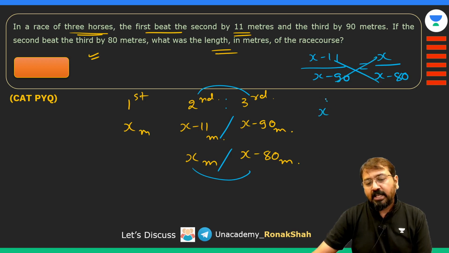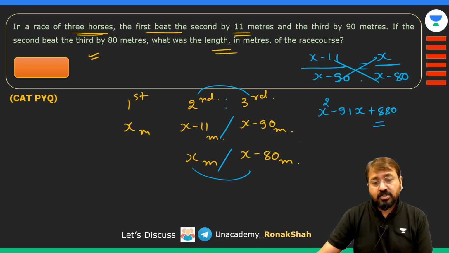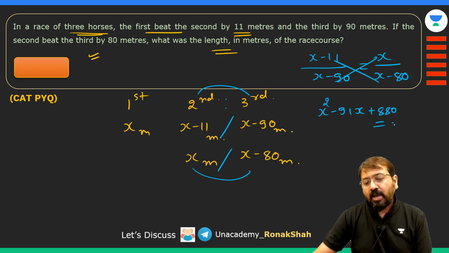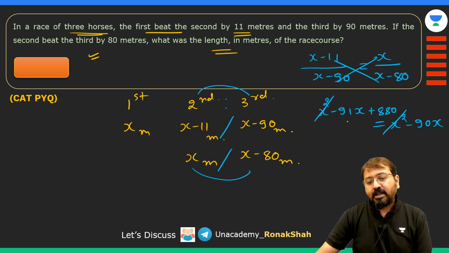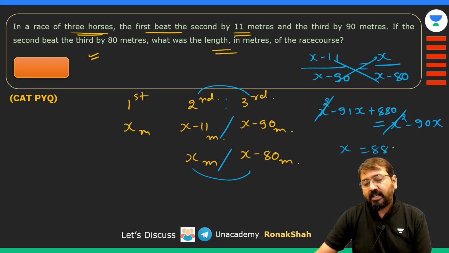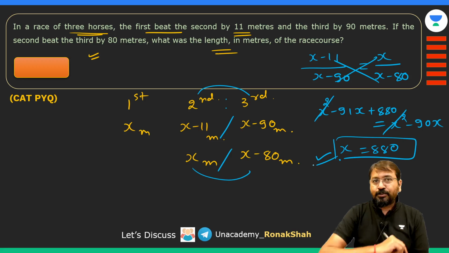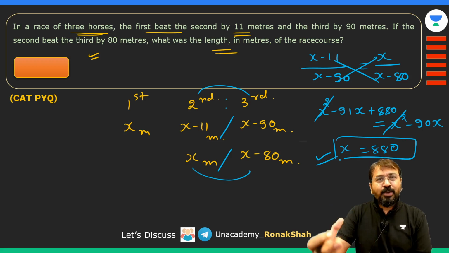So on the left hand side, you will get x square minus 91x plus 880. You should be good at solving such algebraic expressions. x minus 90 into x will be x square minus 90x. By looking at this itself, you can make out 91x minus 90x is x, which is equal to 880. That's the length of the racetrack. You simply got this. This is also one of the PYQ. So you can quickly solve such questions.